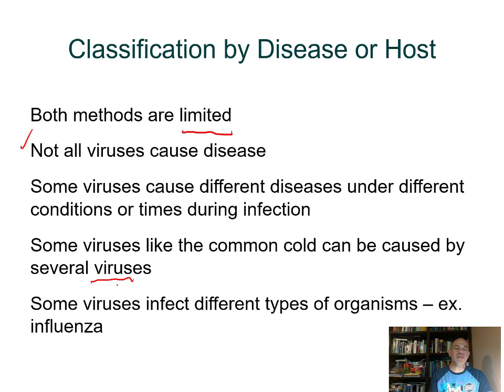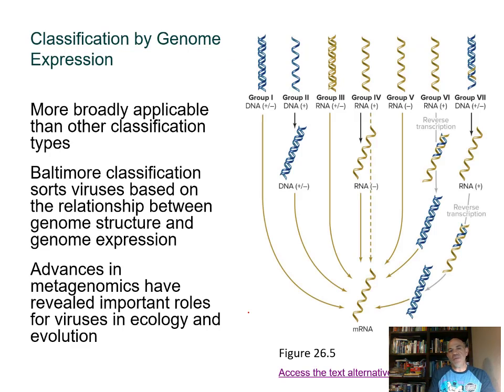And then if it comes to classifying by host, some viruses infect different types of organisms. And the example is influenza. Influenza affects birds, humans, pigs, and so on. And so that makes classification by host challenging. So the one that seems to have a broader ability to classify different viruses is by the genome expression. And that one is the Baltimore system.